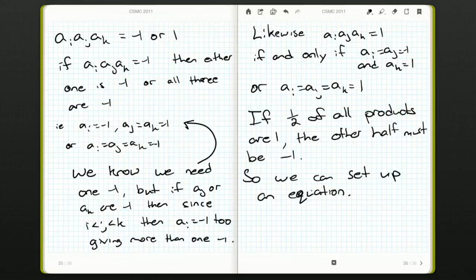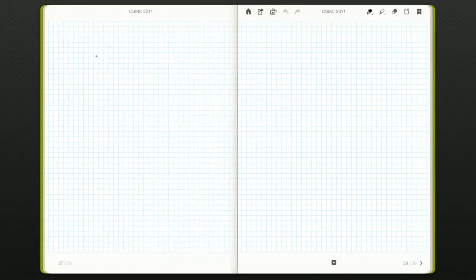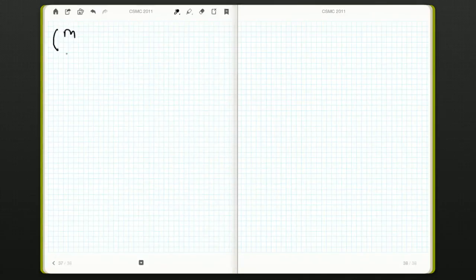So what we can do is set up an equation. We can count the number of times this case happens in terms of, I guess, M and P. We can count the number of times this case happens in terms of M and P, add those two up, and that'll be the same as the number of times this case and this case happen. So how many times can we choose all 3 of them to be negative? If we know all 3 of them are negative, then we're choosing from M of the negative numbers, and we're choosing 3 of them.